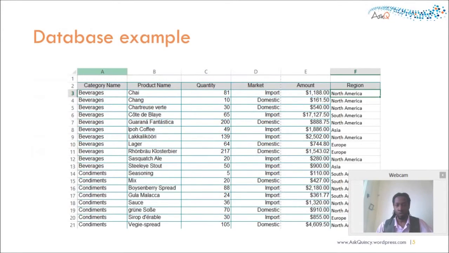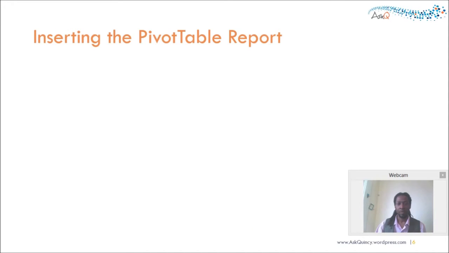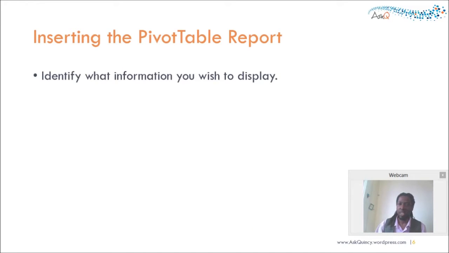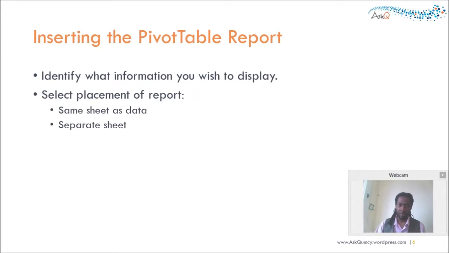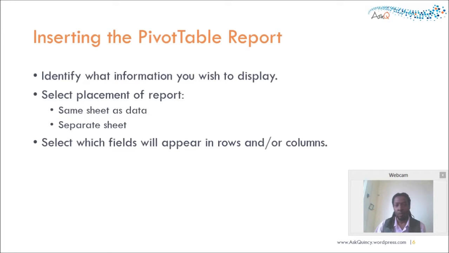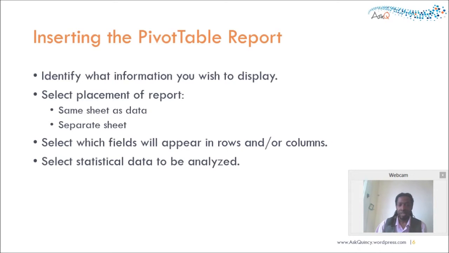So this on screen is an example of a database. To insert a pivot table, you need to identify what information you intend to display. Then select where you place it. It can either be placed on the same sheet the data sits on, or on a separate sheet. Then choose which fields are going to appear in either the rows or the columns, or both. And lastly, choose what data is going to be analyzed.